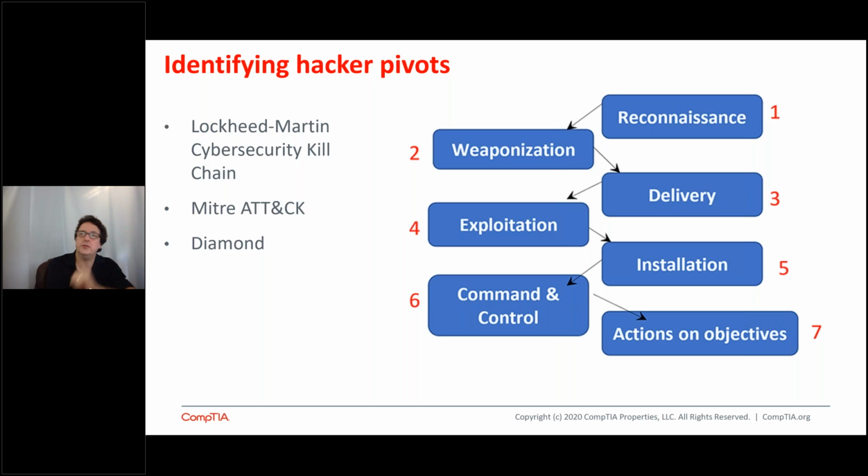First, they'll surveil you. They'll watch and look at the situation and see where they can attack. Then they figure out, okay, I see a vulnerability. I'm going to take a piece of code and turn it into a weapon. I'm going to find a way to deliver it. I'm going to conduct the exploit, get all that going. I'll install it. I'll issue command and control, and then I'll take actions on objectives.